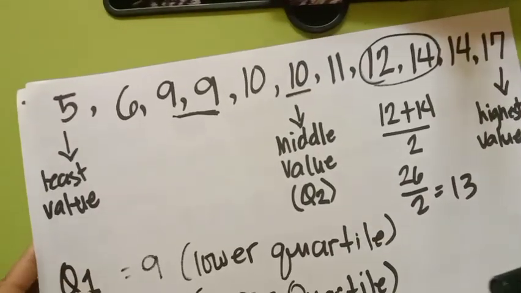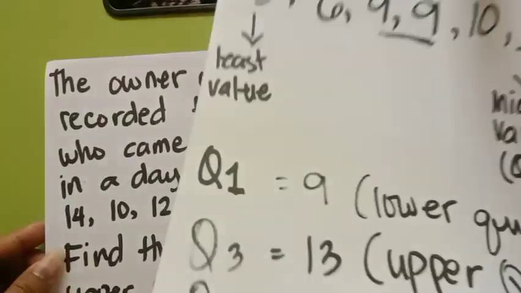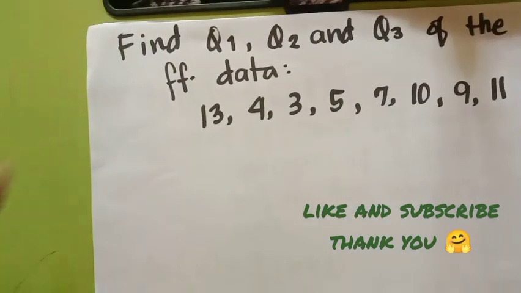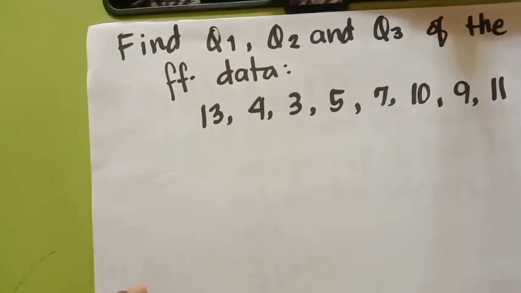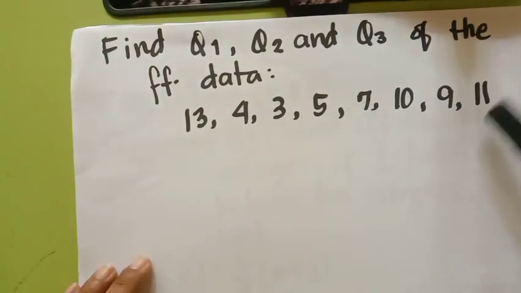Another way of finding the quartile is by using... let's have another example pala muna bago tayo mag-another method. Let's have another example of finding the quartile. So, find Q1, Q2, and Q3 of the following data. So, we have 13, 4, 3, 5, 7, 10, 9, and 11.